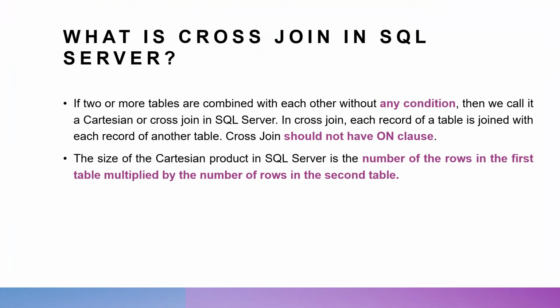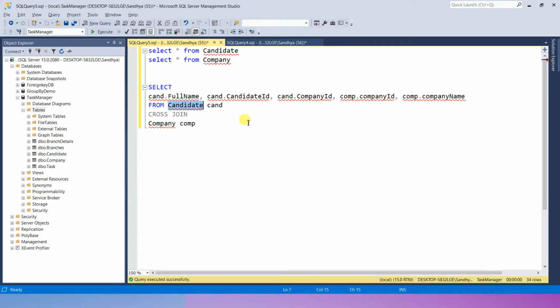So we are saying if two or more tables are combined with each other without any condition, so here there was no condition. We created a join for each record in the left table with the right table. We didn't have any condition here. So cross join will not have any condition. That is the first point. And cross join will not have an ON keyword.